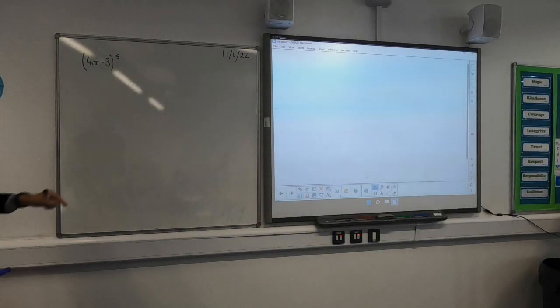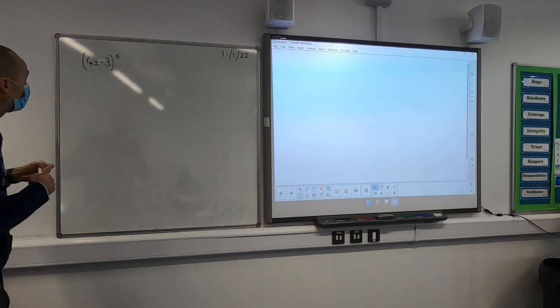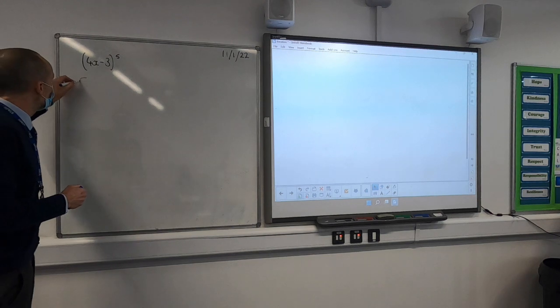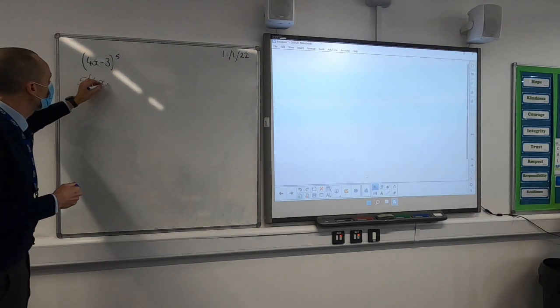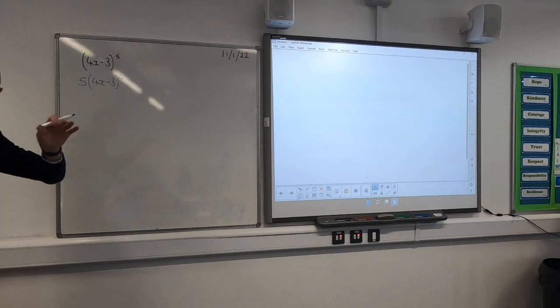We have been differentiating things like this. We can do it now because we know that we multiply by the power, reduce the power by 1, just like we were doing last year with single powers of x. But then we have to multiply, and I'm sort of using that dot notation.